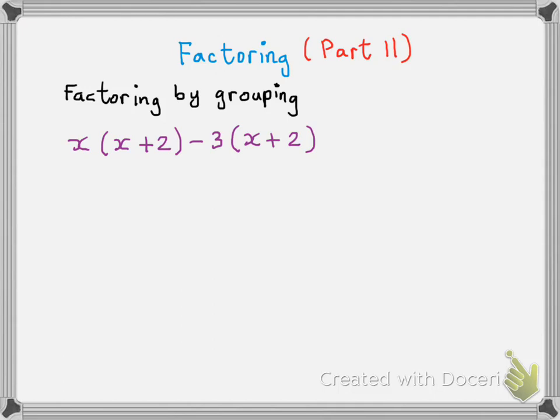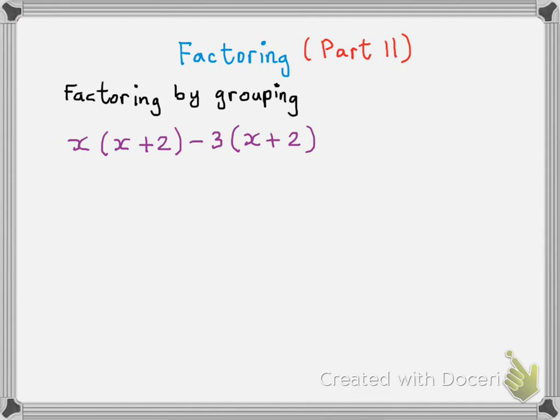x multiplied by (x + 2) minus 3 multiplied by (x + 2). Now, there are two terms in this expression. x times (x + 2), that's one term. And 3 times (x + 2), that's another term. And you are subtracting them, is what you're doing.